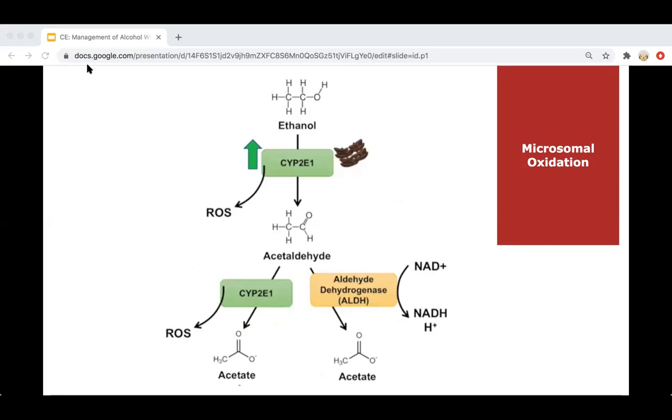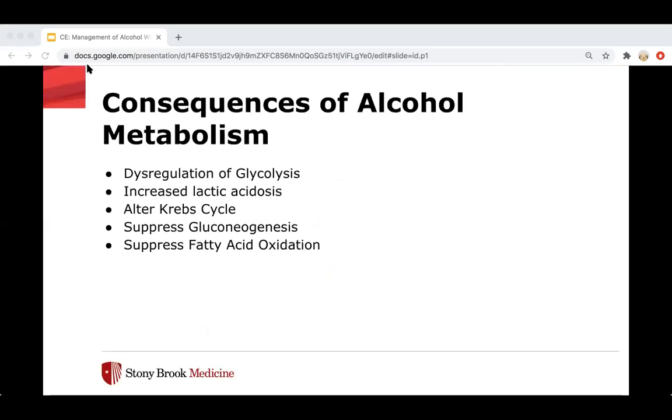But it's important to note that CYP2E1 actually becomes upregulated in chronic alcohol users. This can contribute to the tolerance that we see when people chronically use alcohol, and can also contribute to the liver damage that comes from chronically drinking alcohol. So like I said, just a little review, both of those pathways can cause other consequences.